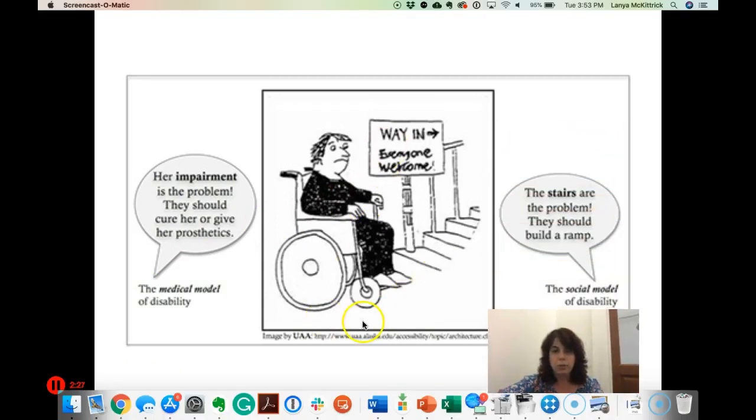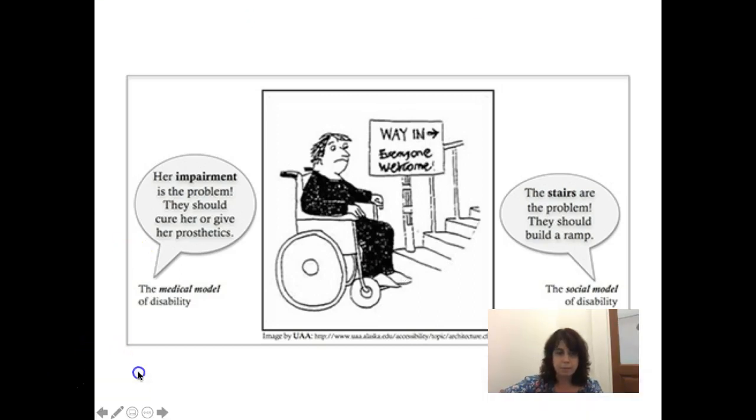Here's a person trying to get up the stairs. Looking at it from a medical model, you're looking at the impairment as a problem, like they should give that person a cure or prosthetics in order to make it up the stairs. Instead, we look at it as a social model, where the stairs are the problem. They should be building a ramp, figuring out a way for that individual to access that building, wherever that's going, just like everybody else.